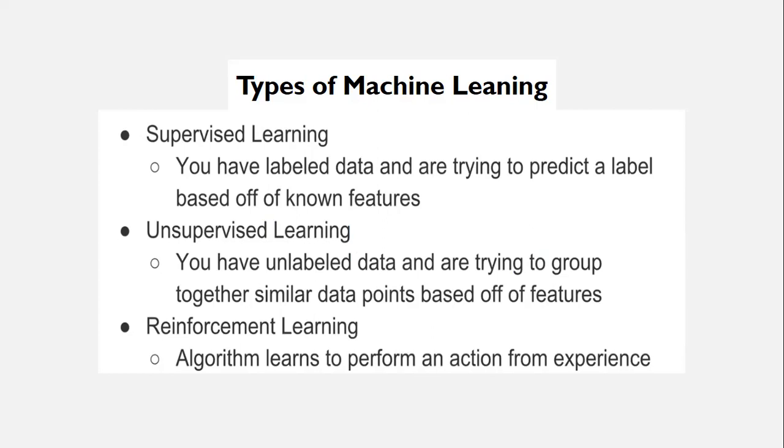Supervised learning has labeled data in the sense that we have our X variable and our Y variable. I'm going to explain in the next slide what X variable and Y variable mean. We just know we have X variable and Y variable. We are working with labeled data, and we are trying to predict a label based off of known features.